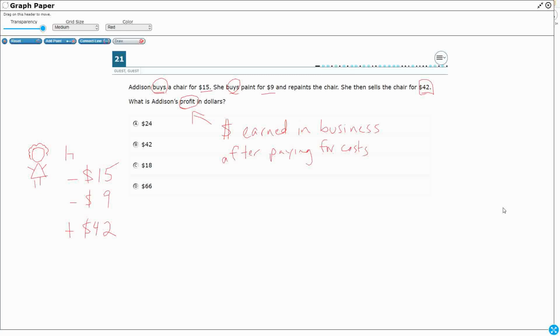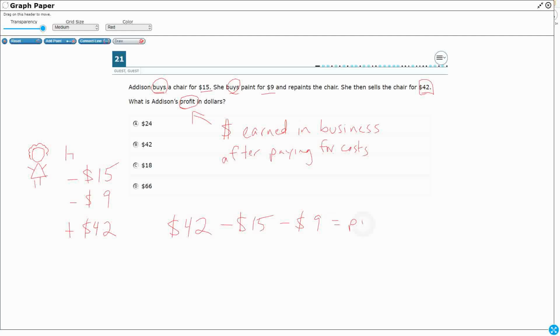Okay? So this is kind of a strange way to look at it, but we have the commutative property of addition. That means we can kind of rearrange things if we need to in an addition problem, right? So let's do this. Let's rearrange it to where I'm thinking you sold it for $42, so you got that. But we have to take away the price to buy, 15, and we have to take away the price to paint, 9. That's going to look a little bit better.